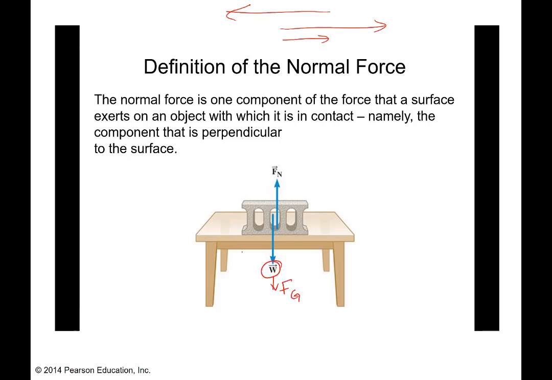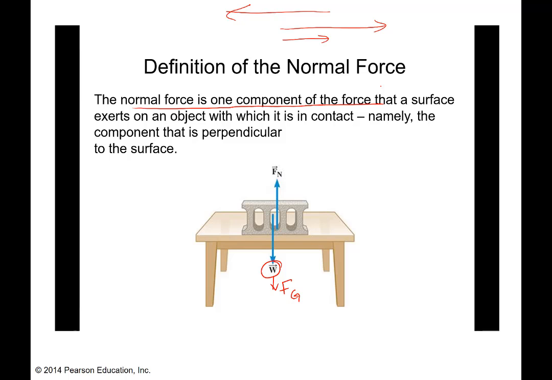Fg or W is the same, which is the force due to gravity and is the weight of the block. But there is an opposite force that acts on the resting block, which is given by Fn and is called normal force. It always acts perpendicular to the object. Just as the definition says, normal force is one of the components of force that a surface exerts. So if an object is suspended in air, it does not have a normal force. If your laptop is sitting on the table at rest, it has normal force.